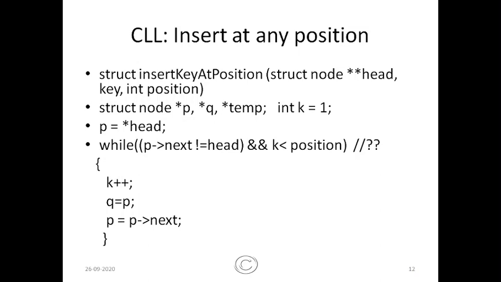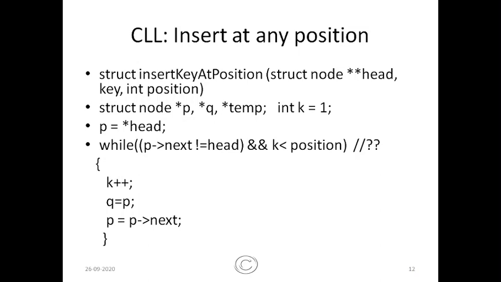And we have to subsequently check the position. K is less than position. That while loop, p next not equal to head, will travel to the last node. That's why the p node, the pink mark indicator or pink mark arrow, is for traversing till the last node.